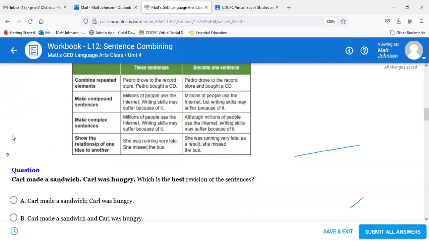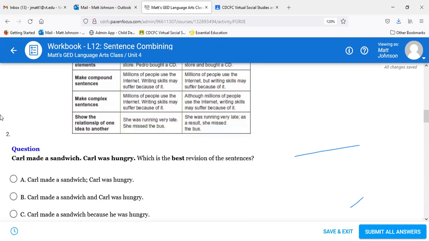Right, that's what we're working with: combining repeated elements just like we did there. Make compound sentences where we're combining two sentences. Make complex sentences where we have a subordinate clause that needs to be connected to a sentence, and then showing the relationship. So what's the relationship between two shorter sentences?